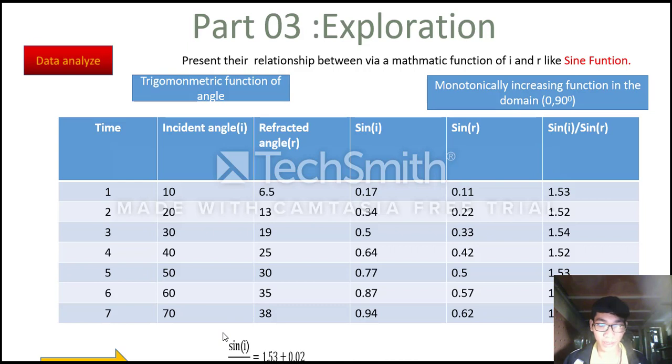And we can conclude that the sine of the incident angle over the sine of the refracted angle equals a constant, with very small error. So we can conclude that the ratio of sine i over sine r is constant, not i over r, or the product of i and r. Yes, we got the result for our prediction, and the result for the problem of this lecture.